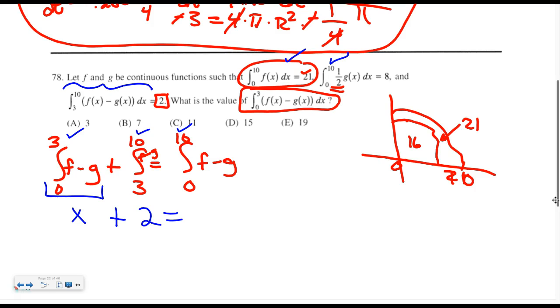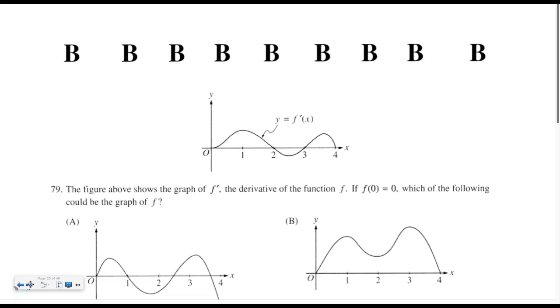If one was 21 and one was 16, the difference must have been 5. So when I solve that, I get a 3. That one's tricky, but it's really just arithmetic. So decipher all this notation, maybe draw a sketch, and that becomes a pretty doable problem.